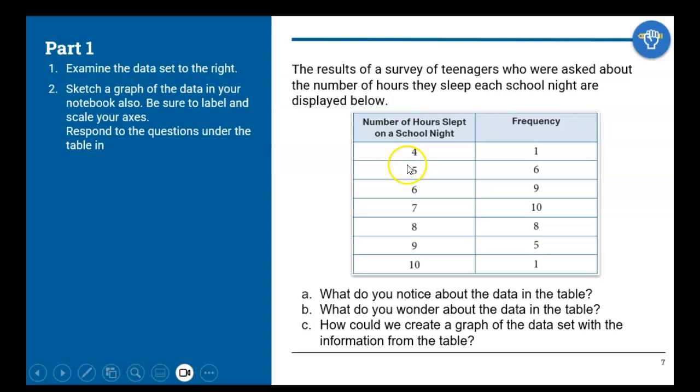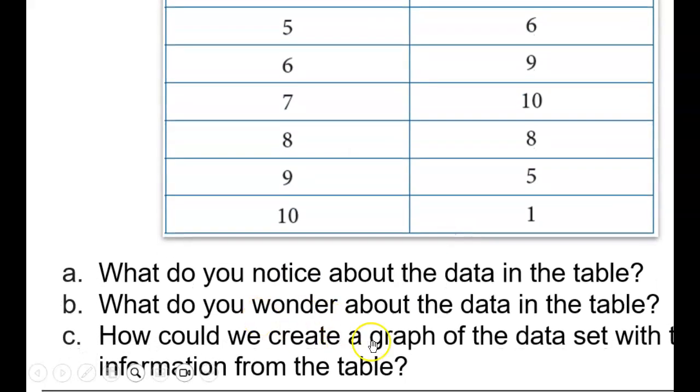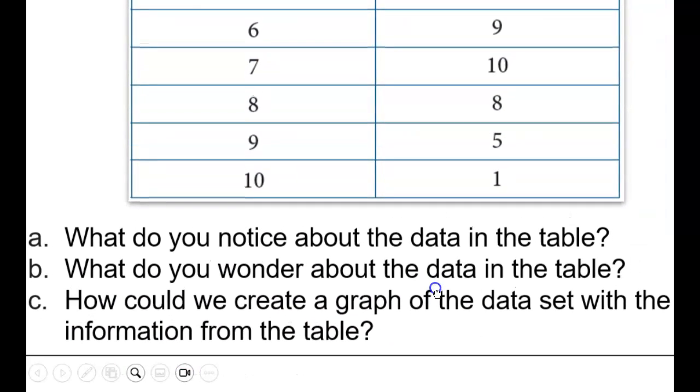Okay. The next part, I'm going to show you this table. Okay, this is a survey of teenagers who were asked about the number of hours of sleep they get every school night. Okay. With your table, you don't have to write it down. Just talk about it with each other because I'm going to call on your tables and y'all got to give me an answer. Okay. What do you notice about the data in the table? What do you wonder, okay, about the data? So these two questions, there's no right or wrong answer. It's just I want to know what you're thinking, okay? And then the last question, how could we create a graph of the data set with the information from the table?